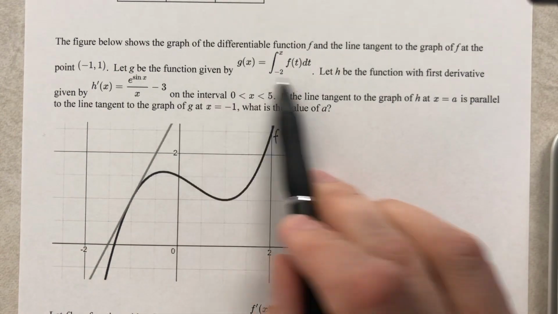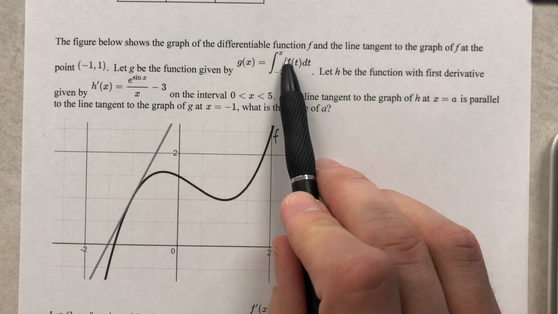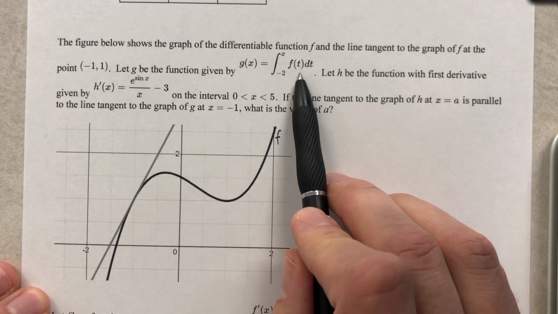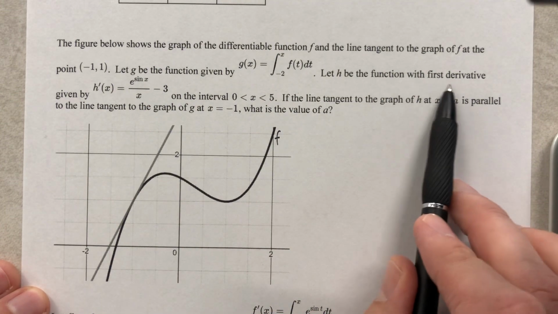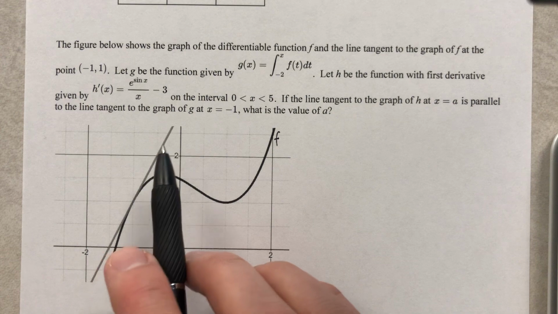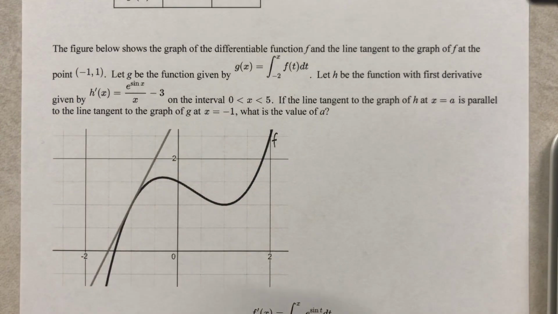Let g be this function. G is defined as the area from negative 2 to some x value of f of t. This is the graph of f. Let h be the function with the first derivative given by that. Already feeling overwhelmed. G, f, h. I got a graph, I got a tangent line, I have a derivative, and I don't know.